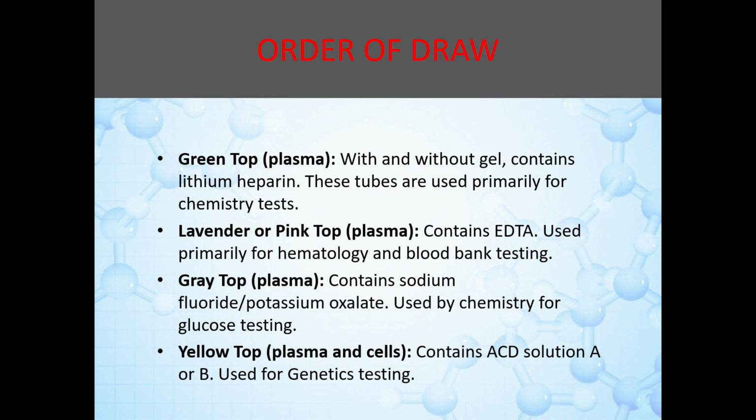Lavender, like we discussed all of the colors previously, contains EDTA, used primarily for hematology and blood bank testing. Gray top contains sodium fluoride, potassium oxalate. It's used for chemistry for glucose testing. Yellow top, plasma and cells, contains ACD solution, used for genetic testing. So this should be the order of draw.